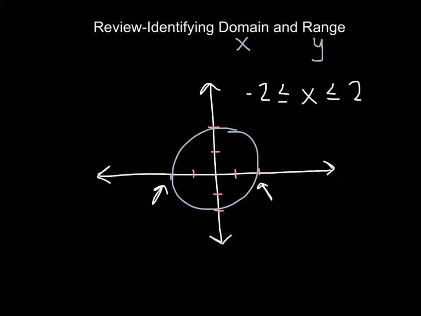And similarly on the y, you're probably seeing the same thing. On the y-axis for the range, we are constrained between 2 and -2. And so the radius of this circle must be 2, and it's centered at the origin, right? That would make sense based on the domain and range. So that's pretty much all there is to it.